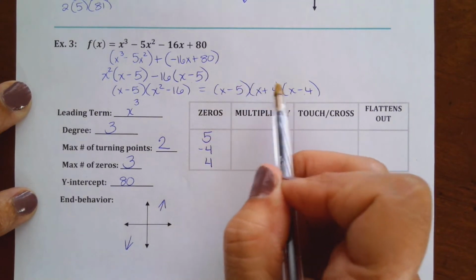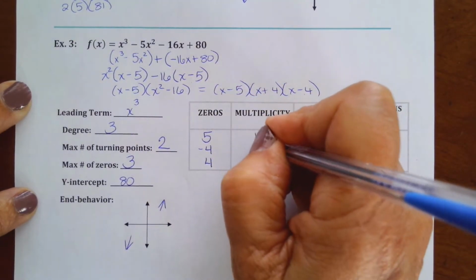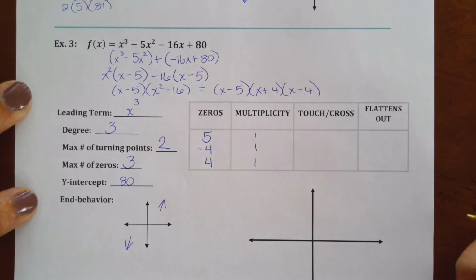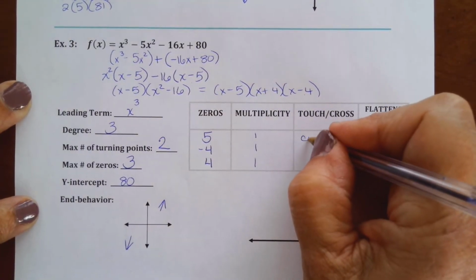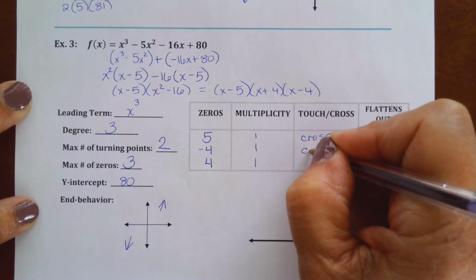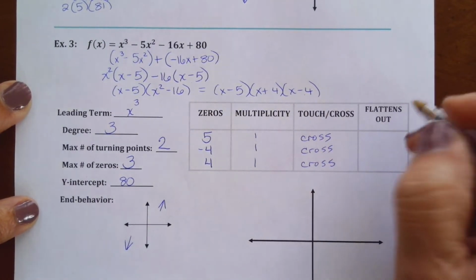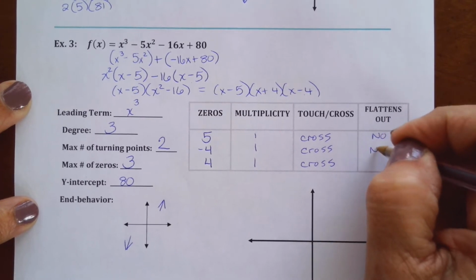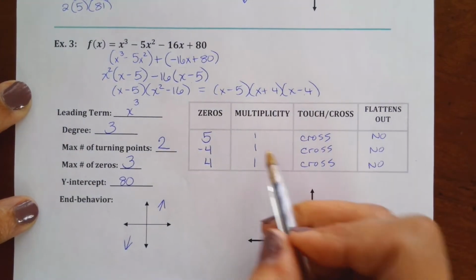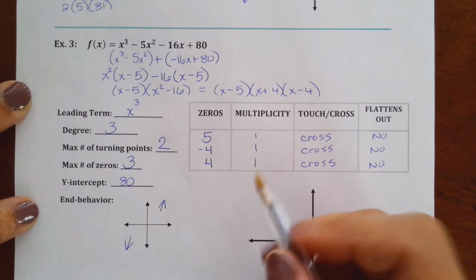All right, each of these are to the first power, so each of these have a multiplicity of 1, which means every one of these are going to cross the x-axis. Okay, they all have odd multiplicities, and none of them will flatten out, because you only flatten out if this is greater than 1. Okay.